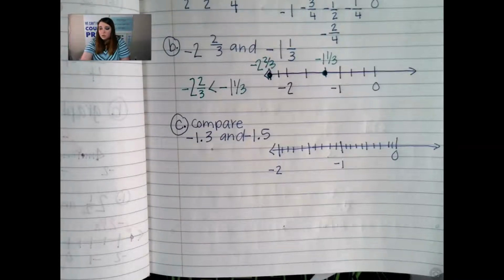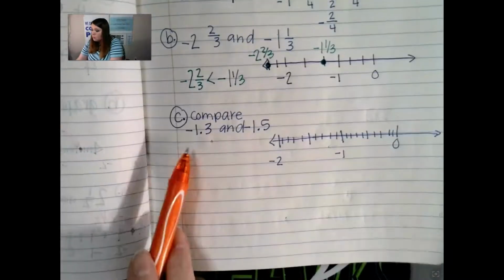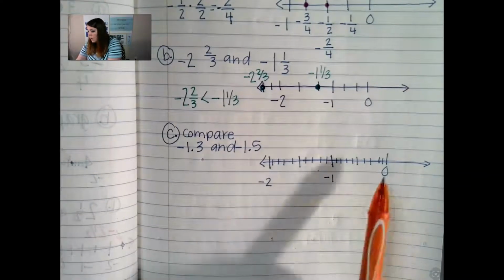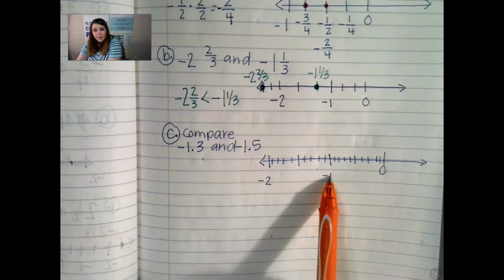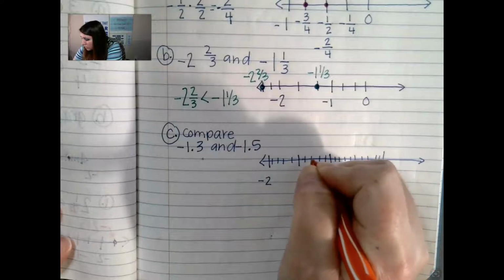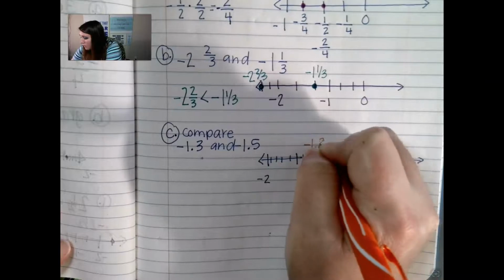So we're going to go to our first spot, negative 1 3/10. So let's hop over there. So we know that we have to get to -1 first, and then we have to go to 3/10 more. So each of these is a 1/10 because we made 10 cuts on our number line. 1, 2, 3. So there's -1 3/10.